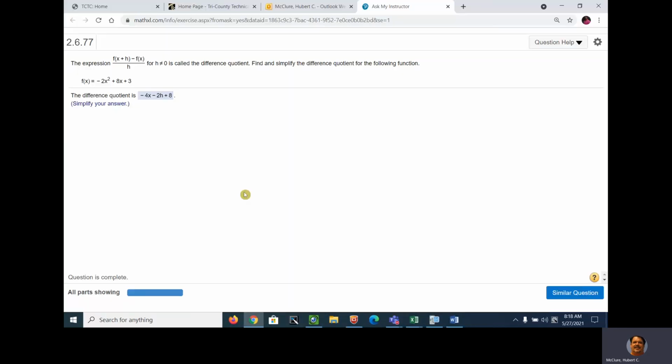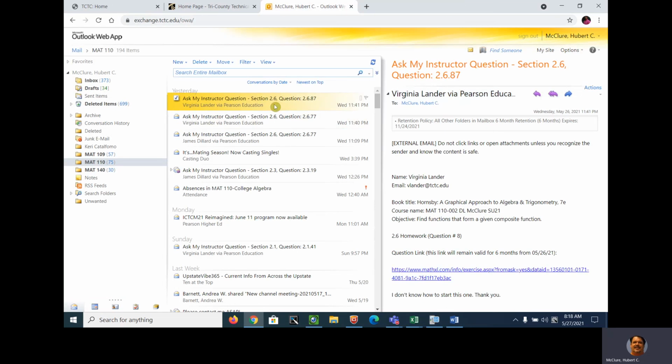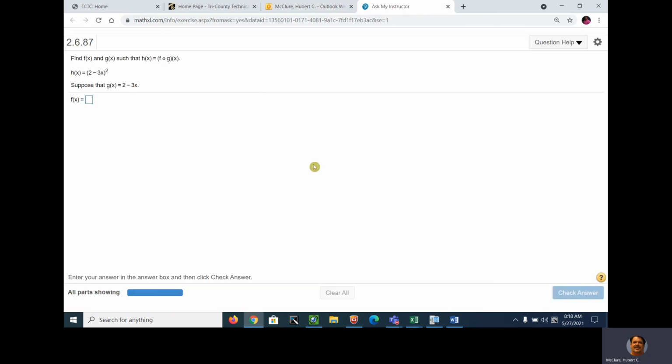The last test, the homework question I got is 2.687 in the book, number 8 online. It says find f of x and g of x such that h of x.